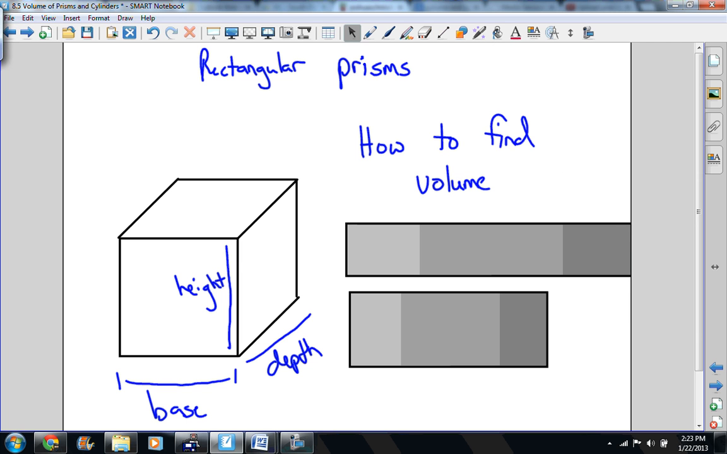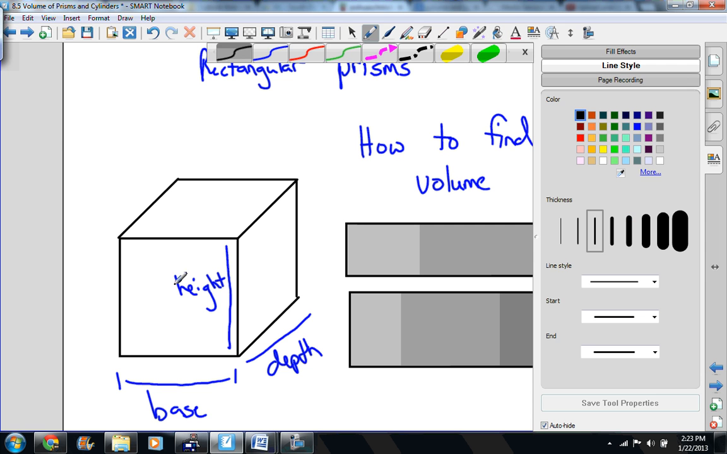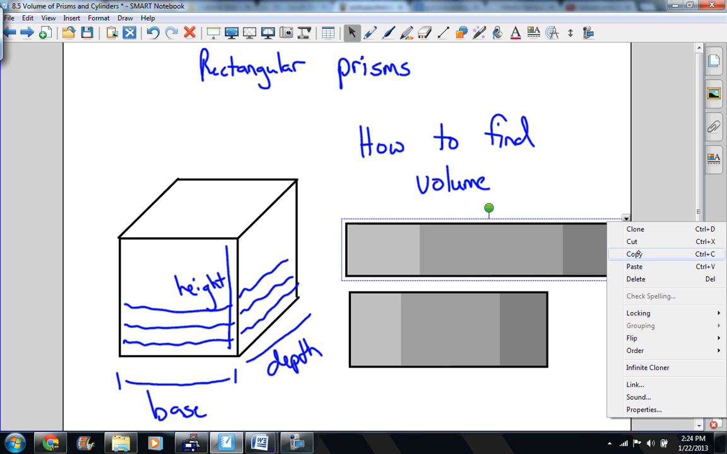If I would take this can and I was going to drop in water and it would fill up, like starting from here, and it would fill up a little bit at a time, depending on how much water I could put into this entire figure, that would be the figure's volume. Okay, so how do we find volume?